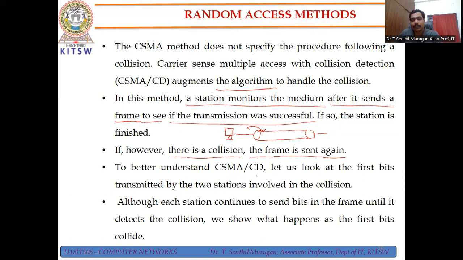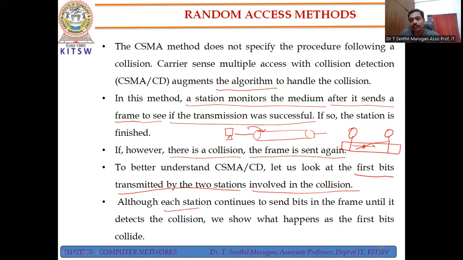For better understanding of CSMA/CD, let us look at the first bit transmission. Why? Because if two stations are there, this is the medium. This station is sending data here, and this station is sending data here. When the first bits meet, a collision will occur. So we have to monitor the first bits transmitted by the two stations involved in the collision.